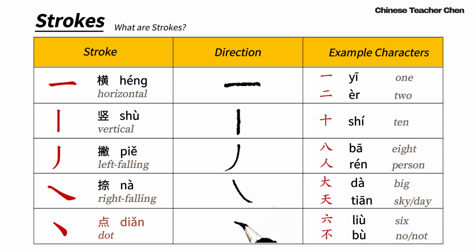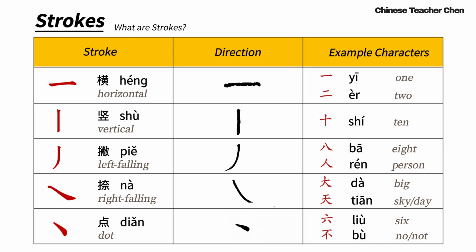Finally, let's look at 点，点，点。 This is a small dot, like stroke. For instance, 六, meaning 6, is made up of a dot, a horizontal, a 撇 and another dot, and 不， meaning no or not, is written with a horizontal, a 撇 a vertical, and a dot.